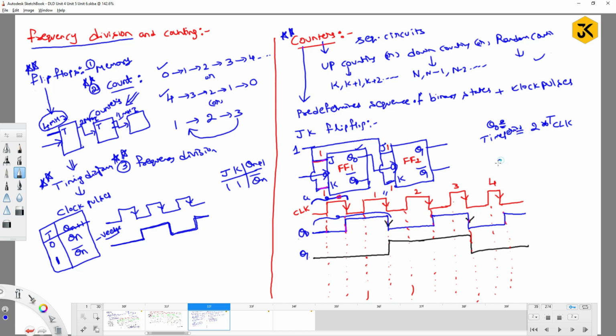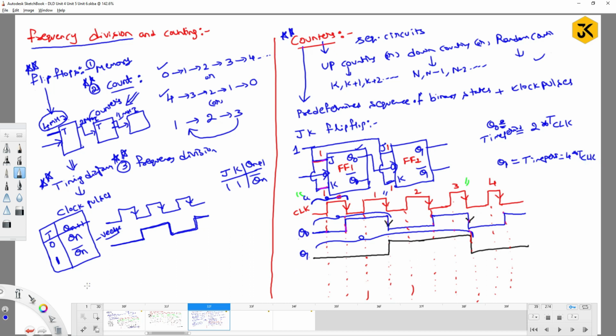Whereas if you take Q1 and observe this entire thing, this is one clock. At Q1, this entire clock is equivalent to 4 times the actual clock. If you observe, this is a clock from here to here. This is 4 times the actual clock. So here the time period equals 4 times the actual clock. I hope you understood clearly, right?